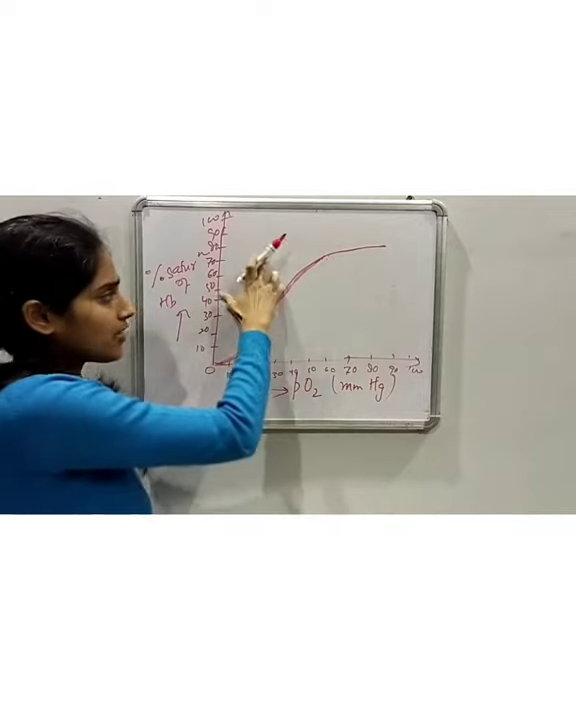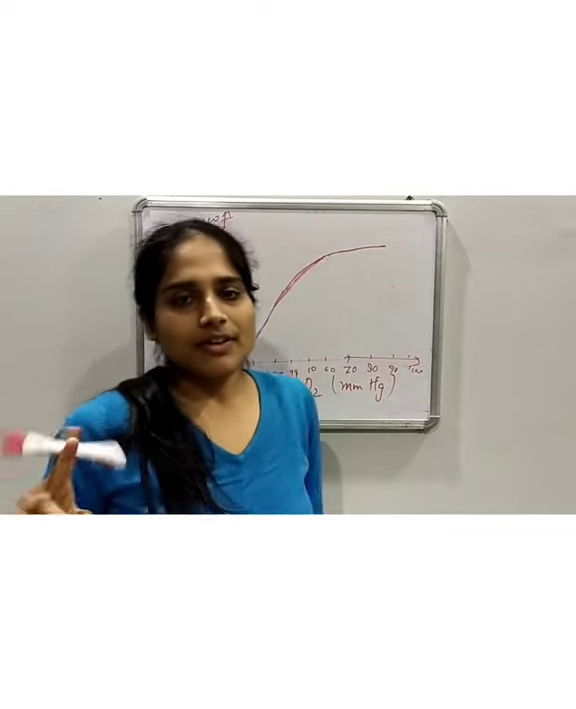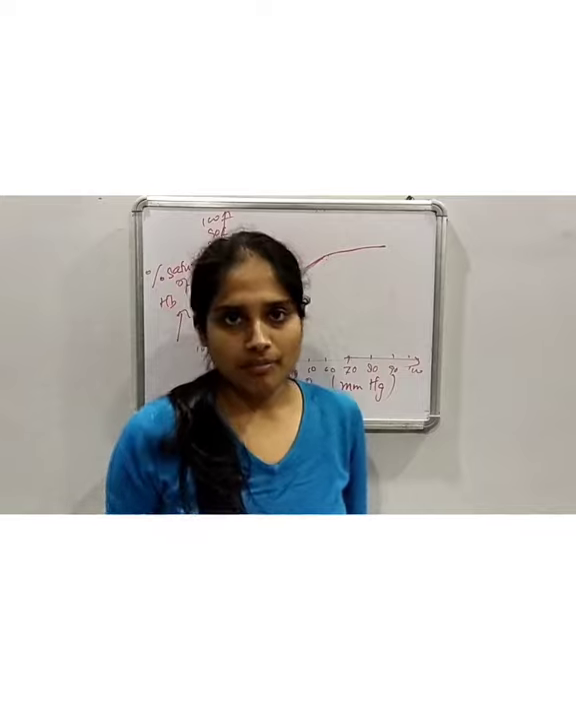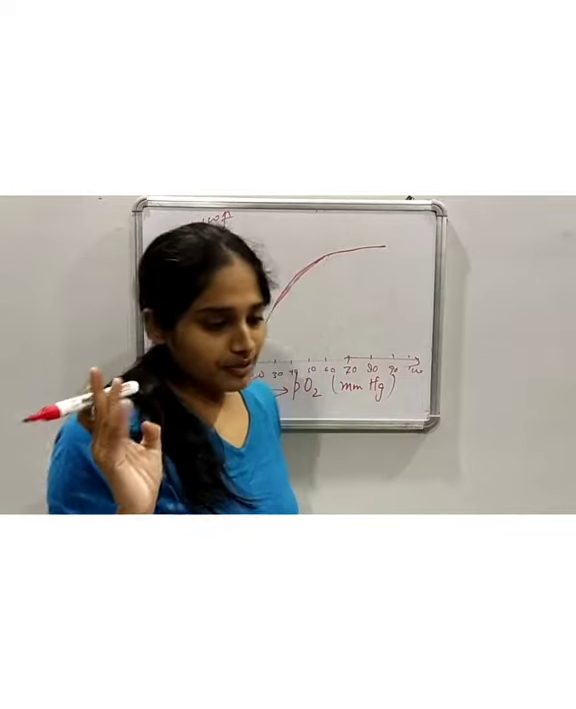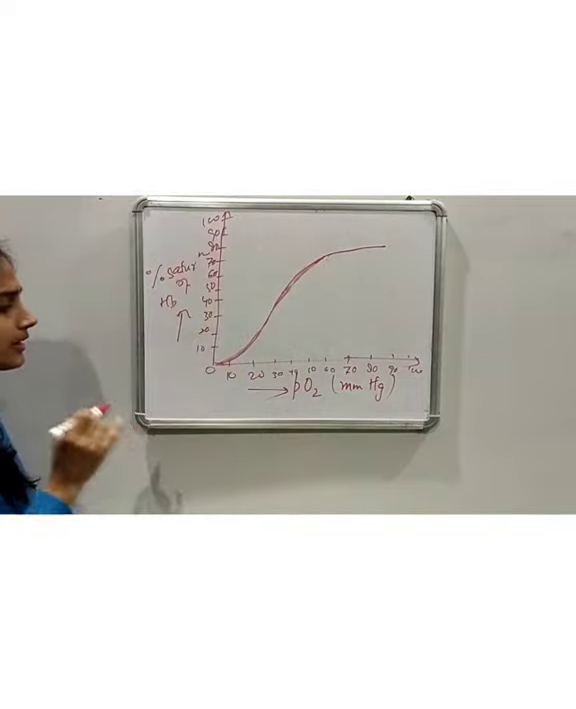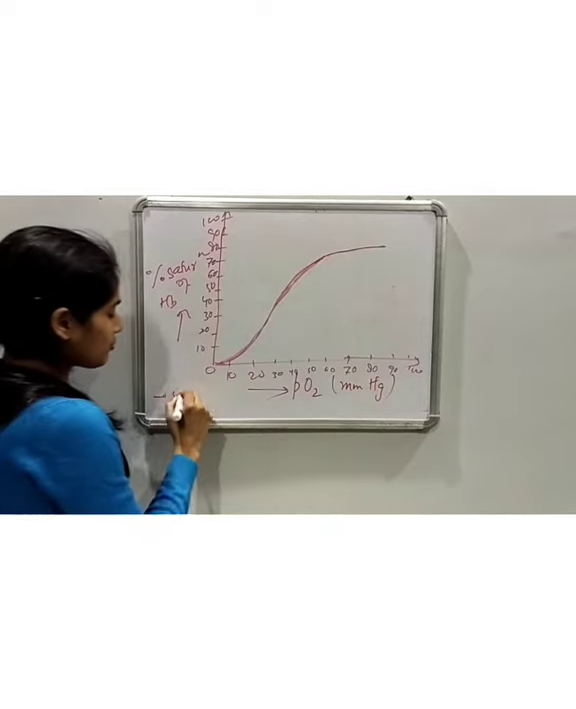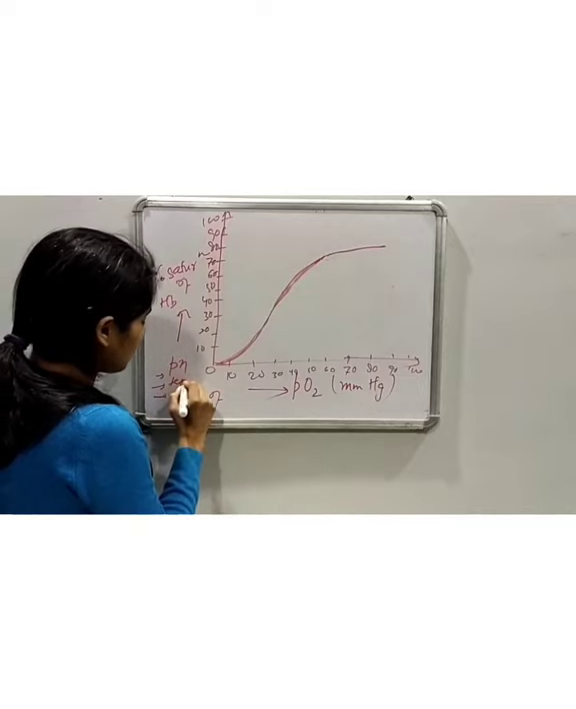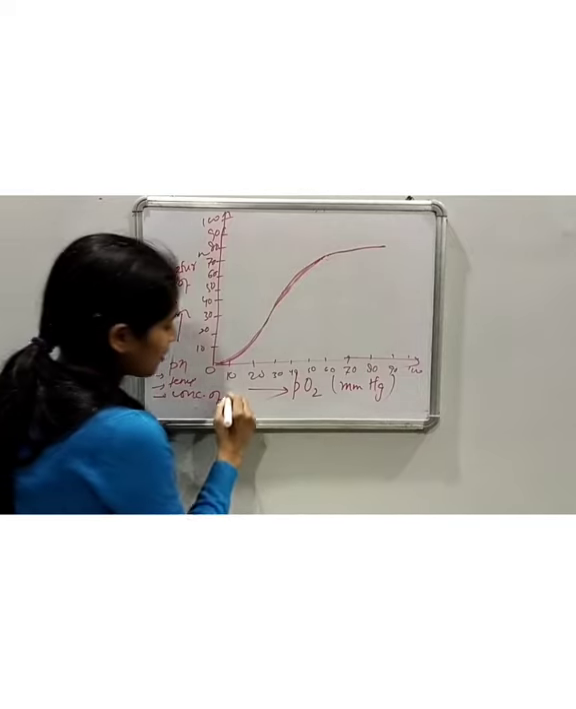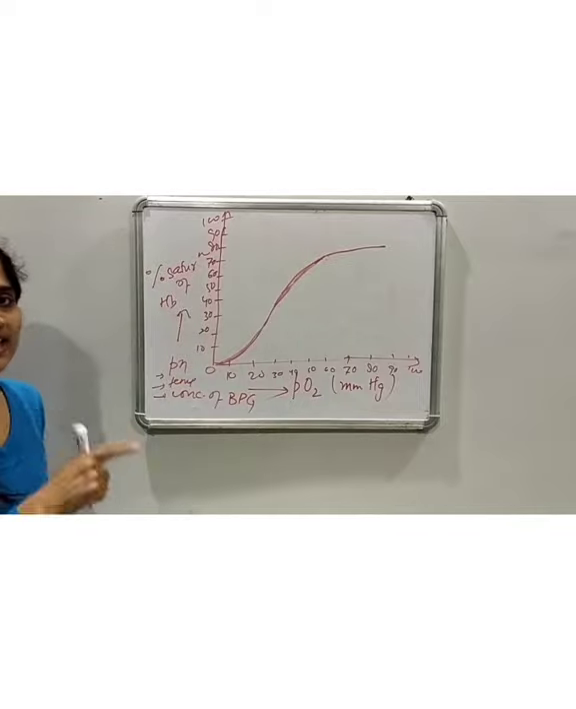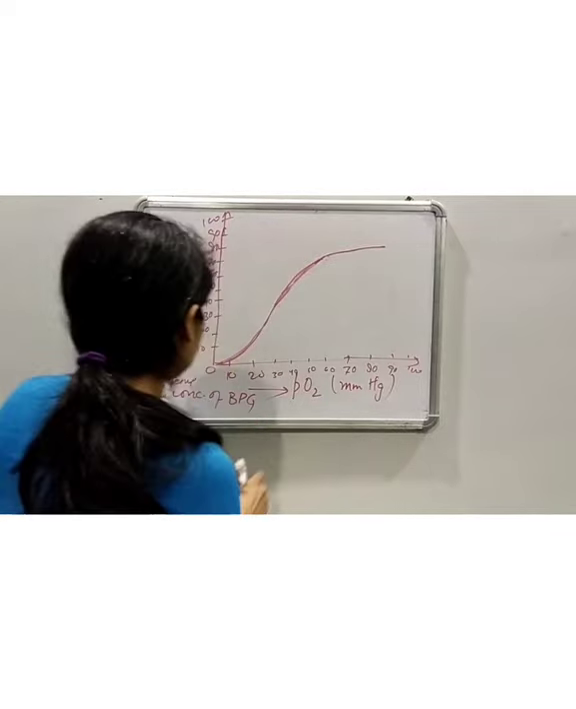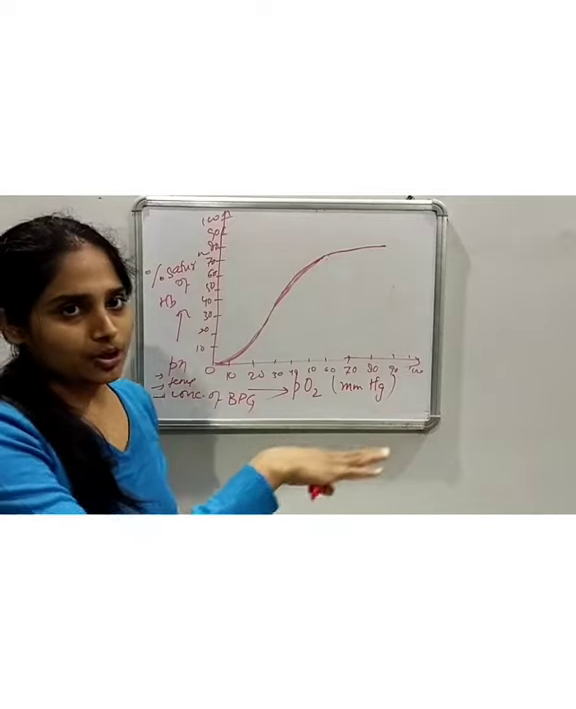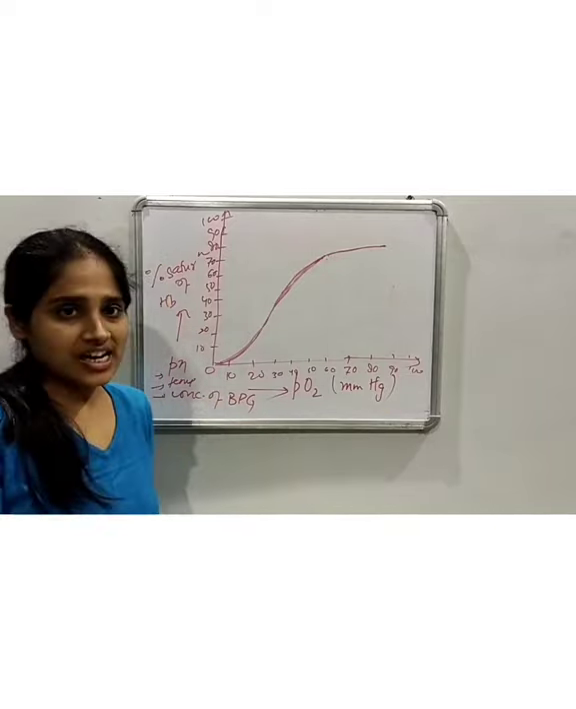But then this varies under different conditions. There is an effect of pH, there is an effect of temperature, and it is also affected by the concentration of BPG, which is 1,3-bisphosphoglycerate. So these are the factors which affect the transport of oxygen by hemoglobin. So these are the three factors which we'll discuss now.